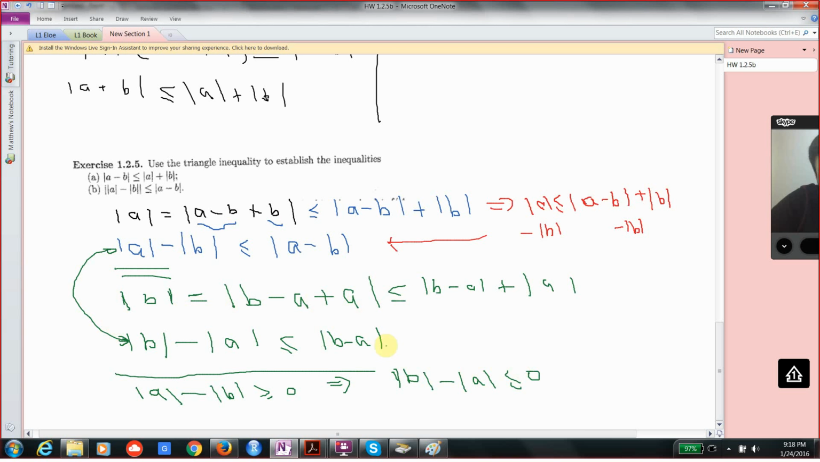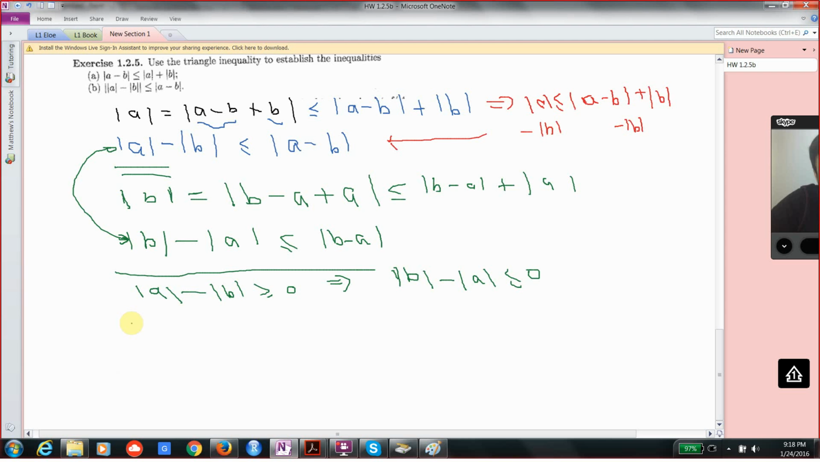So let's put this all together. So here's what we have. We have that the absolute value of B minus the absolute value of A is less than or equal to B minus A here. So I'm going to call this equation 1. I'll call this equation 2. And this is going to be 3. So this is by 2.